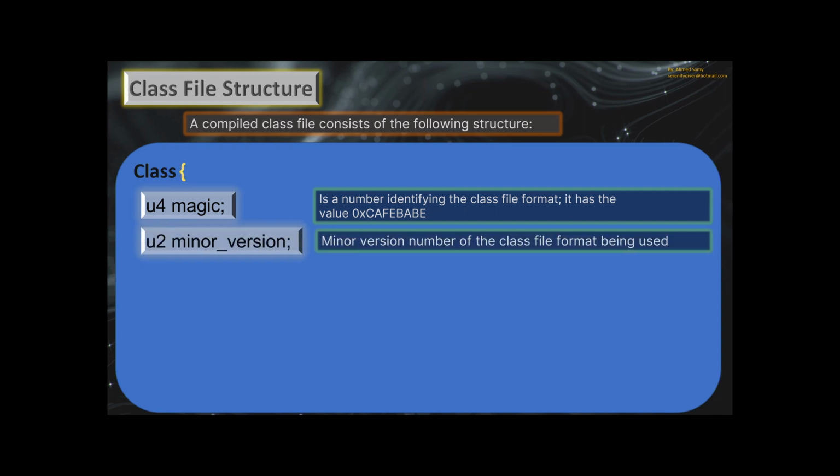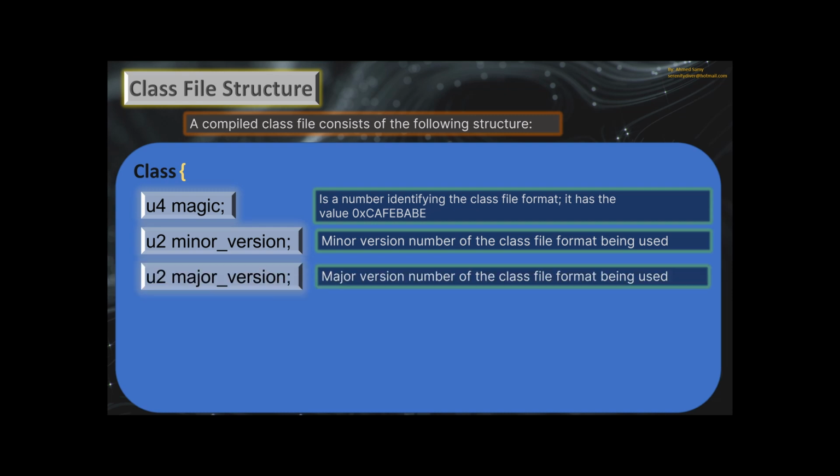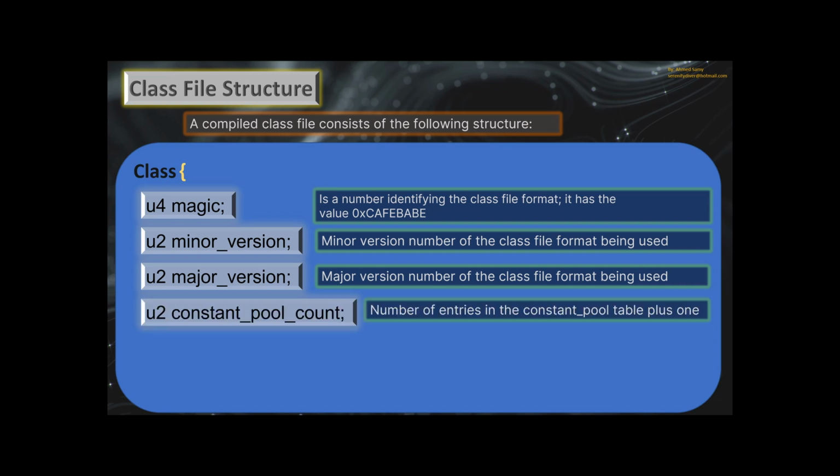After that we have the minor version. Minor version is the number of the class file format being used, which JDK wrote this file. We have the major version as well. It's the same indicator of which JDK wrote this file structure. We have a constant pool count.